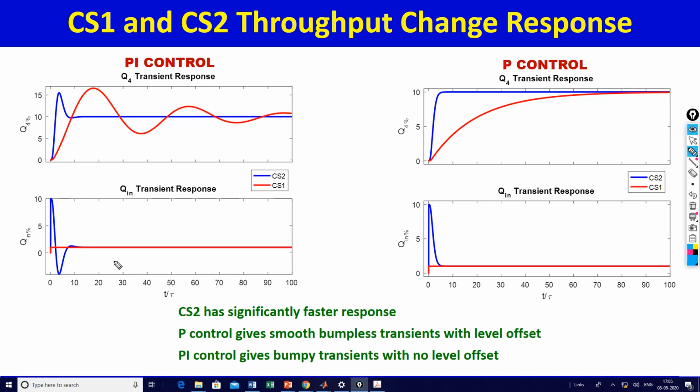The red curve is for CS1 and the blue curve is for CS2. You see, in CS1, the red curve, you give a simple step of 1%. This is that simple step of 1%. You give it and let the response pan out. And when you're using a PI controller, the response is quite oscillatory and takes forever to settle, 100 time constants, and it's still not settled.